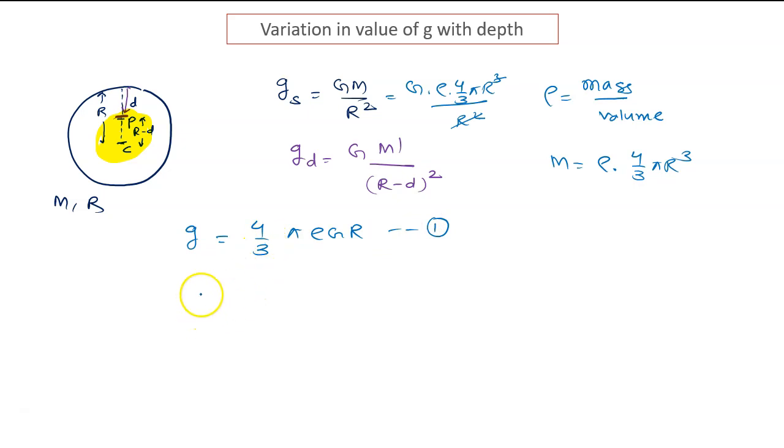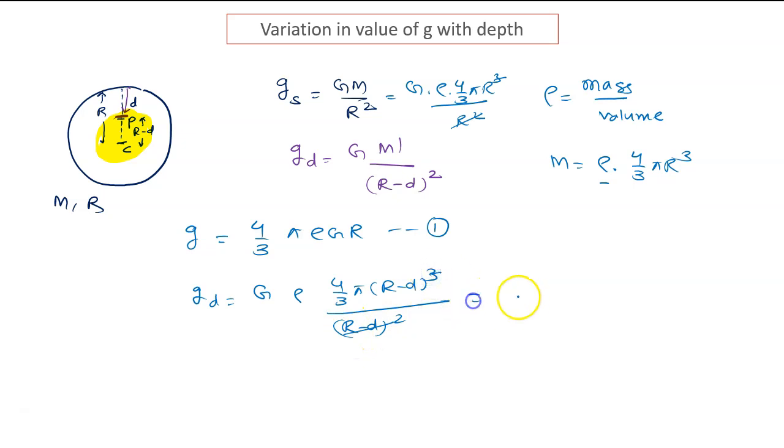Similarly, gravity at depth d is given by G, M dash is given by density same, that is rho, volume is given by 4 by 3 pi R minus d whole cube, because M dash के लिए कौन सी रेडियस काम आ रही? R minus d, divided by R minus d whole square. So R minus d cancel, and we will get 4 by 3 pi rho G into R minus d. This is equation number 2.